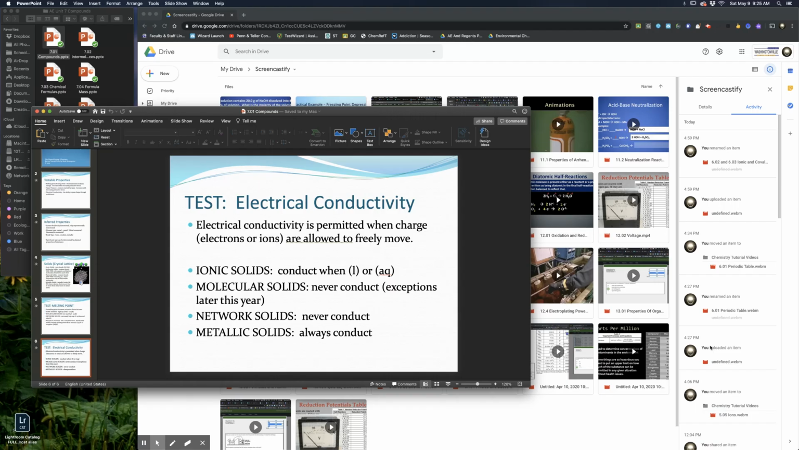Next up, we're going to take a look at molecular polarity, molecular shape, and dot diagrams for molecules.